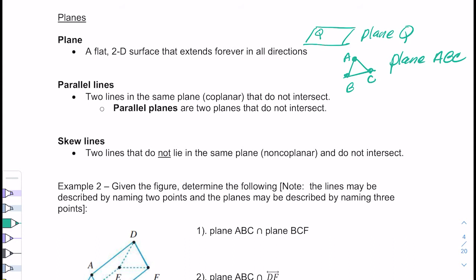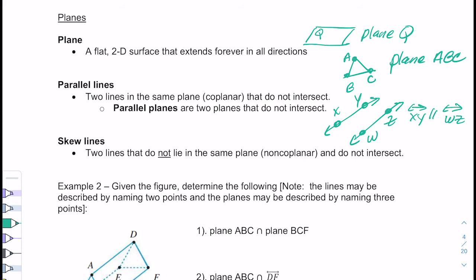Within planes, you've got lines that intersect, which means they cross, and lines that don't. So when we've got two lines that are in the same plane that don't intersect, they're referred to as parallel lines. So it's important to remember that parallel lines are in the same plane, and they're never going to intersect each other. So if I call this line XY and line WZ, we would say line XY is parallel to, so the symbol for parallel looks like a sideways 11, is parallel to line WZ. So they're in the same plane, which we call coplanar, and they're never going to intersect.